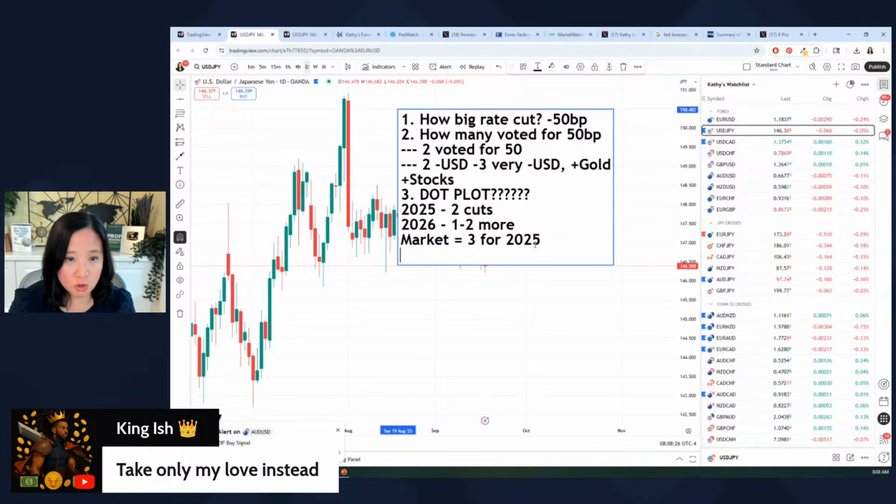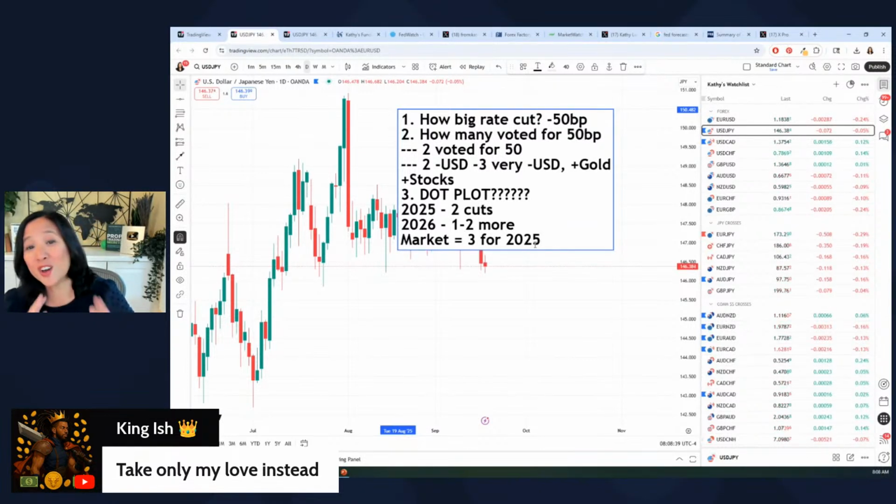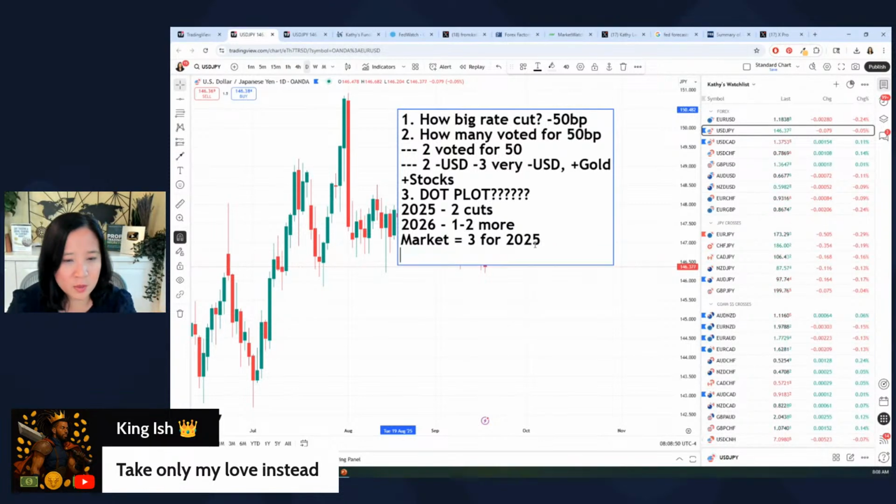If the dots drop to 4 for 2025, sorry, I'm an idiot, it can only be 3, because we only have 3 meetings. Although I'm not an idiot, because they could do 50 basis points at any meeting. They could potentially do 50 basis points in December. But let's say they most likely stay at 3. If for some reason we have some people voting for 4 in 2025, and a whole bunch of dots going there, that would be very dollar negative. But I don't think that's going to happen.